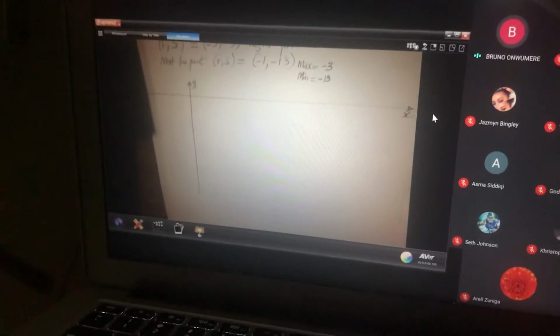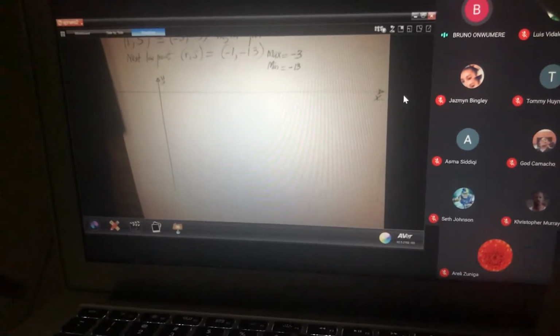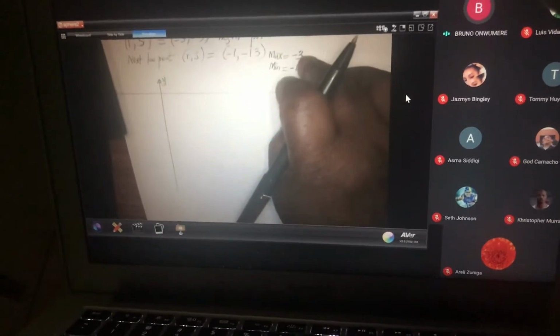What's the lowest this graph can go? -13. Excellent. Take a look at it. You can read that from here. From this information given to you, you can deduce that information. When you have the max, you have the mean.